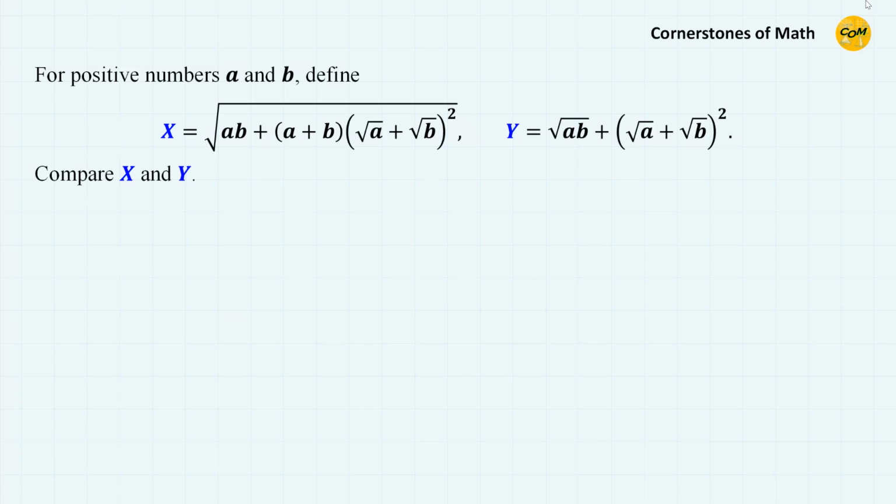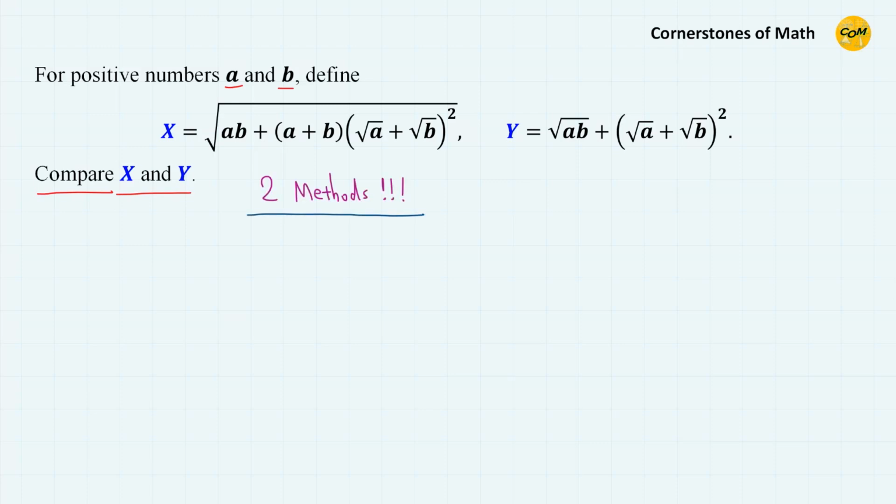Today we are going to solve the following algebra problem. For positive numbers a and b, define x and y as x equals the square root of (ab plus (a plus b) times (square root of a plus square root of b) squared), and y equals square root of ab plus (square root of a plus square root of b) squared. Compare x and y. So this is a simple comparison problem.